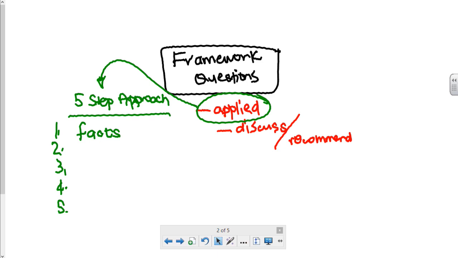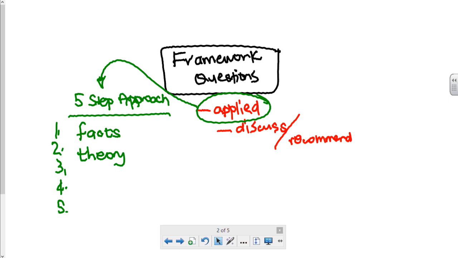So the facts that you would say when you were starting the discussion question is you would say the company has come up with this new recipe for a hamburger, and they want to recognize a certain amount as an intangible asset. Facts. Step 2, theory.